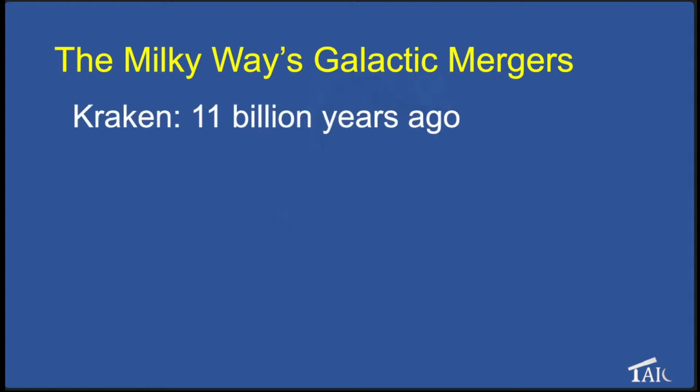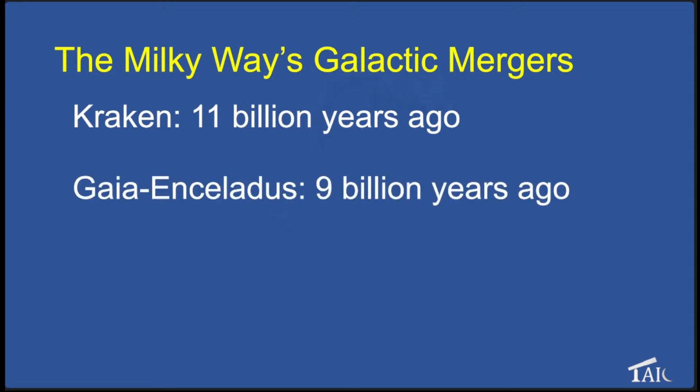The first one occurred about 11 billion years ago when a much smaller, formless, barely rotating, diskless Milky Way collided with a galaxy that has been named Kraken. And that added about 10% of the stars to the Milky Way and gave us our first primordial disk.